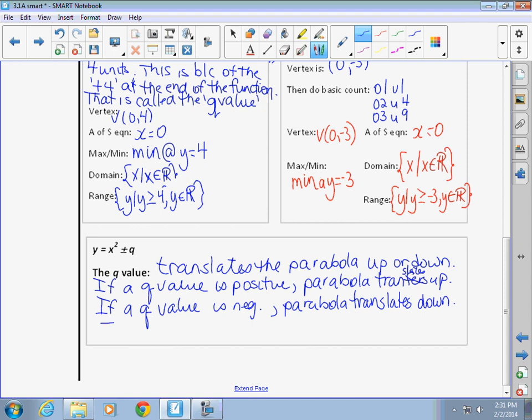The other thing we've noticed is that the y value of the vertex is the q value from the function. So our vertex is going to be at whatever the x is. In this case, our x's were 0 and q. The q value also will tell us what our minimum or maximum value is, depending on whether it's a minimum or maximum graph.